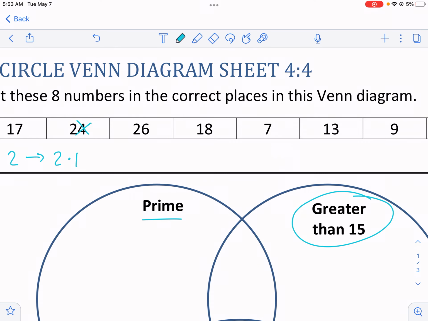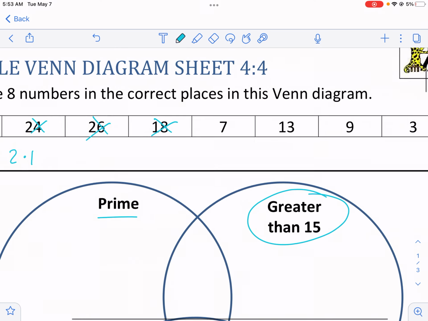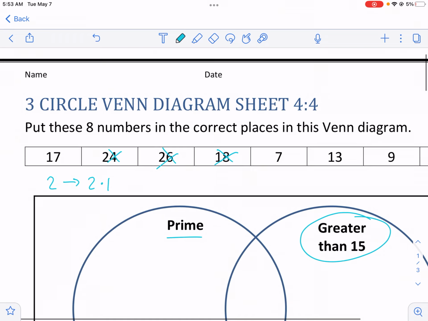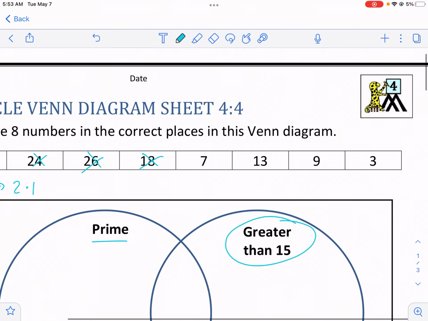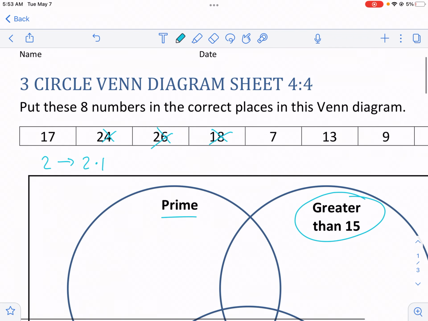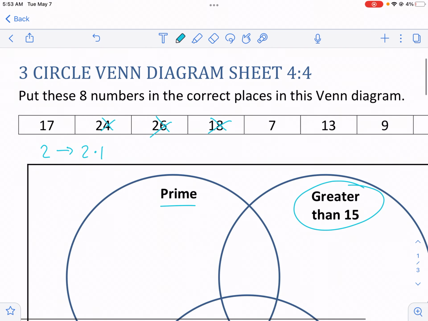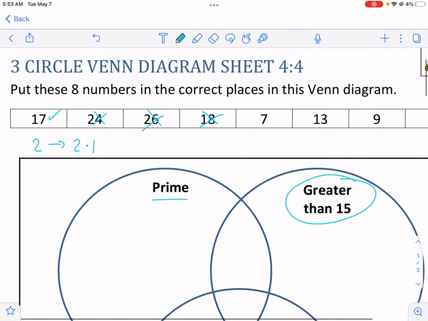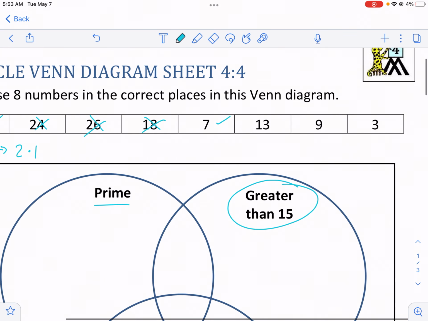So this is not going to be a prime number. That's not going to be a prime number. All the even numbers are not going to be prime numbers. Okay, so now we have 17, 7, 13, 9, and 3. Which of these have additional factors? Well, 17 has no other factors besides 1 and itself. 7 only has 7 and 1. 13 is only 13 and 1.